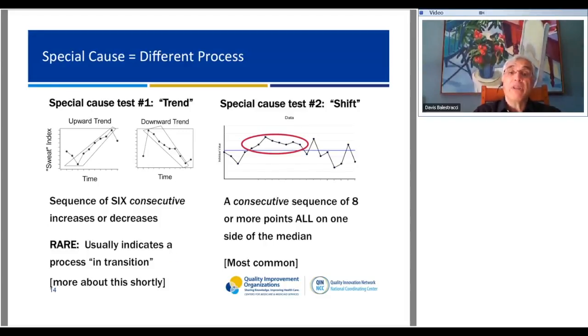Okay, here's the test you'll use the most. You plot the data, and if you can circle a group of 8 points, either all above the median or all below the median, that indicates that the process has had a shift. And if you think about improvement, what you're trying to do is shift your process to a more acceptable level. So this is going to be your most common test.